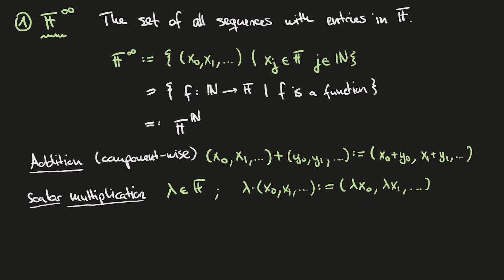We can now state the expected proposition, namely that F infinity is a vector space over the field F.